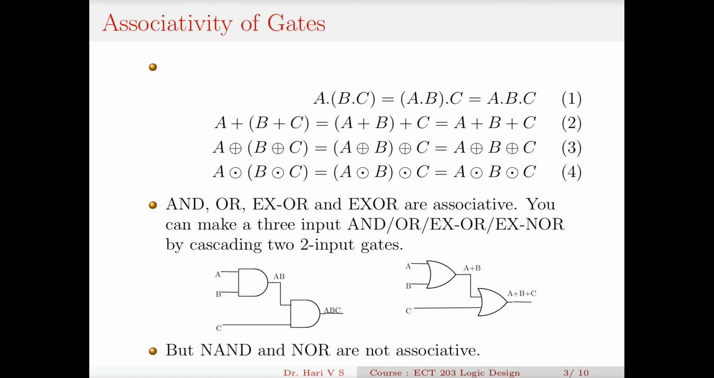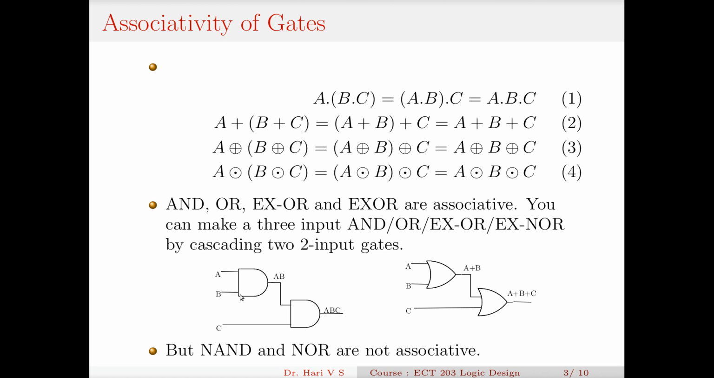Now first, about the associativity of gates. As I told you, AND, OR, XOR, XNOR, etc. are associative. Like (A and B) and C is equal to A and (B and C), that is equal to A and B and C. If you look into this diagram, this is a two-input AND gate. The inputs are A, B, and the output is A and B. That is ANDed with C, which gives A and B and C. So it says that you can make a 3-input AND gate by cascading two-input AND gates this way.